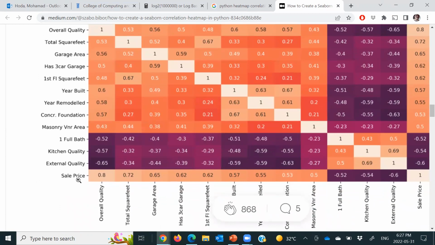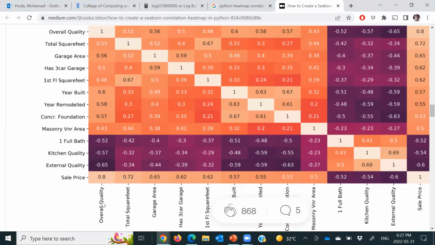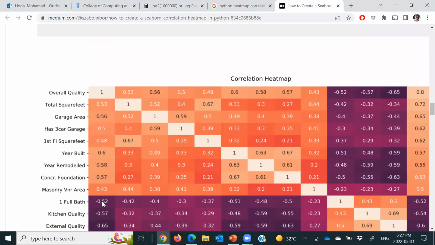Overall quality with the sale price. What is the correlation? 0.8. Where is the correlation going to be 1? It means perfect correlation. Can you see this one? Look, overall quality with quality, this is a complete correlation.